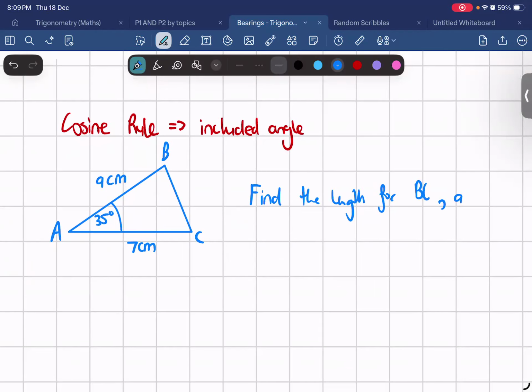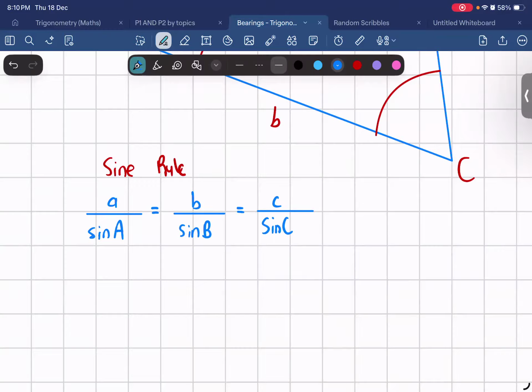Now, you're probably saying, wait, three unknowns? What to do there? Because you're seeing a, b, and c. When you're using the sine rule, this is what you're going to do: you're going to look for a pair of information. You're probably wondering what I mean by that. Well, let me give you an example.